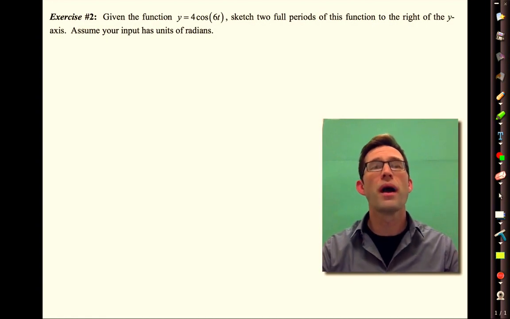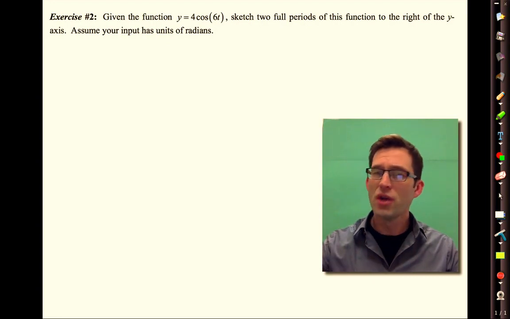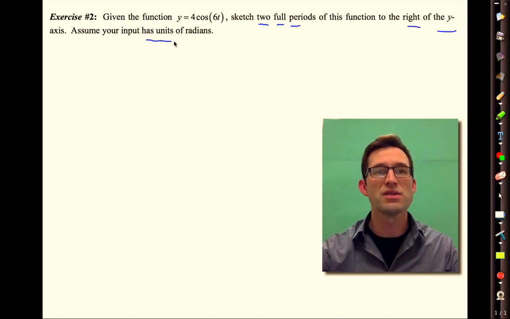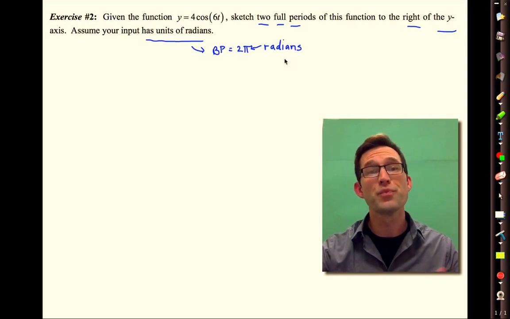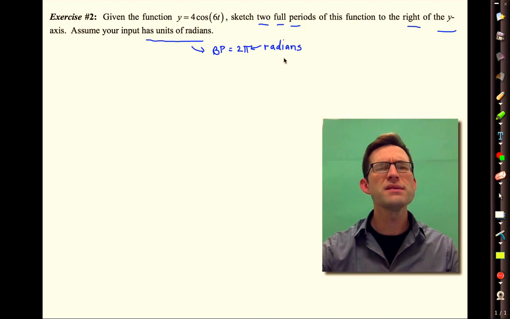Okay, so let's start to apply a little bit of this. Exercise 2 gives us the function y equals 4 times the cosine of 6t, and it asks us to sketch two full periods to the right of the y-axis. Assume your input has units of radians. By the way, that's important because the only reason that this actually works is because we're in radians. If we were in degrees, the only thing that would change is that b times p would have to be equal to 360. And I hope you can understand why.